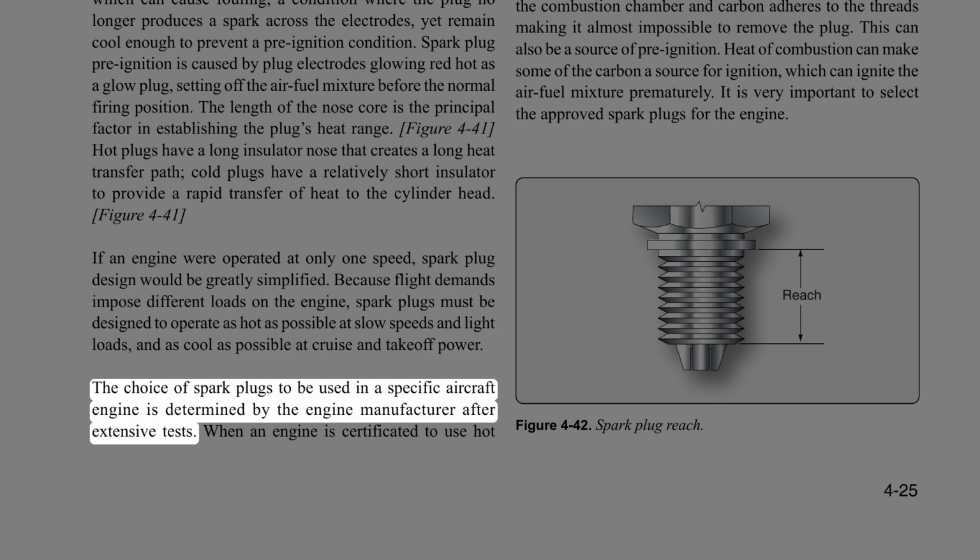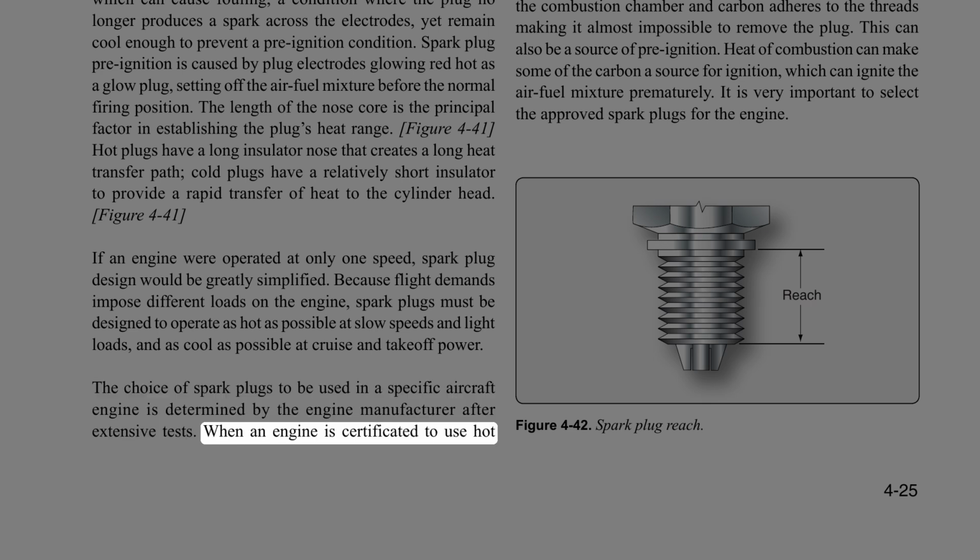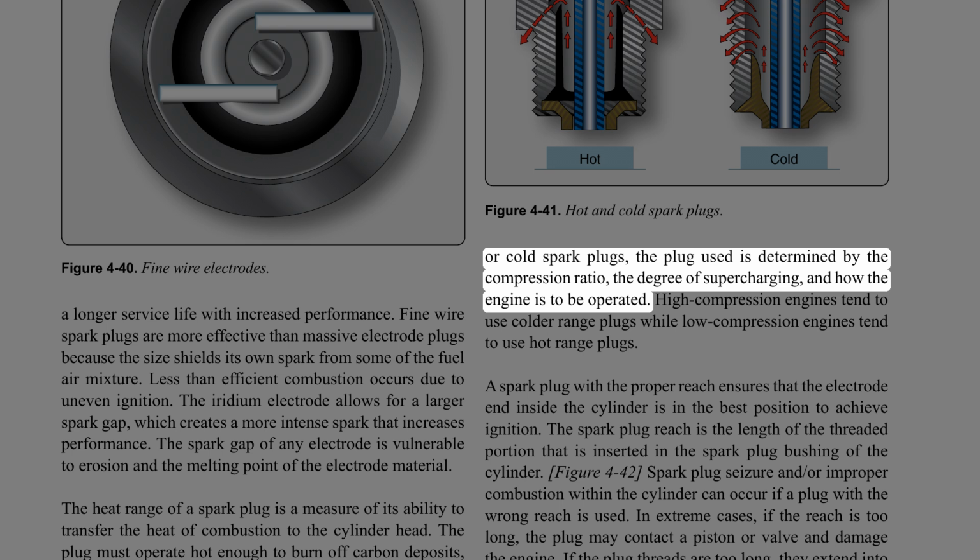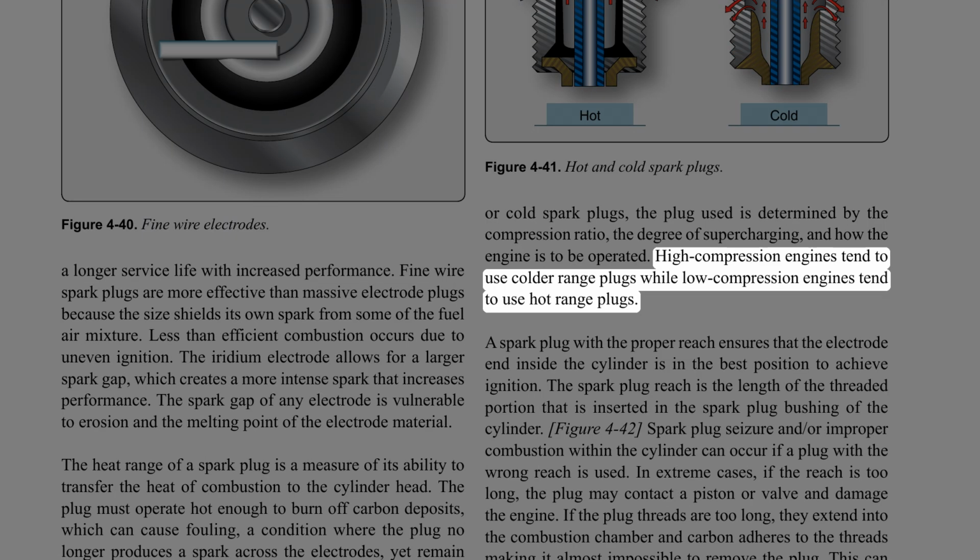The choice of spark plugs to be used in a specific aircraft engine is determined by the engine manufacturer after extensive tests. When an engine is certificated to use hot or cold spark plugs, the plug used is determined by the compression ratio, the degree of supercharging, and how the engine is to be operated. High compression engines tend to use colder range plugs while low compression engines tend to use hot range plugs.